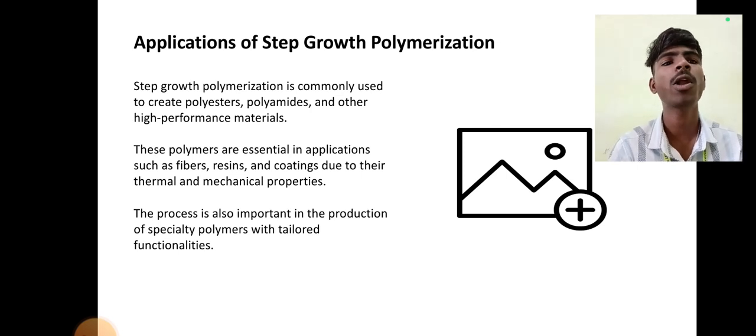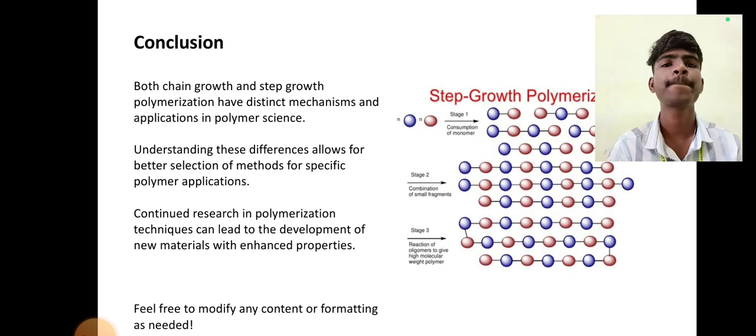Application of step growth polymerization. Step growth polymerization is commonly used to create polyesters, polyamides, and other high performance materials. These polymers are essential in applications such as fibers, resins, and coatings due to their thermal and mechanical properties. The process is also important in the production of specialty polymers with tailored functionalities.